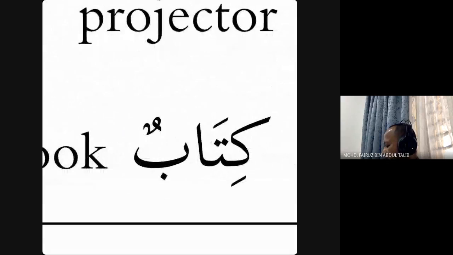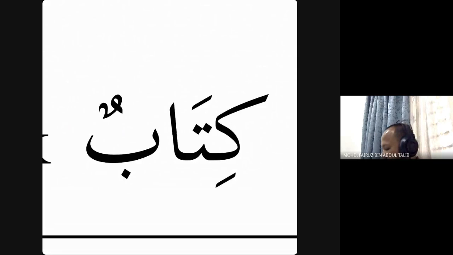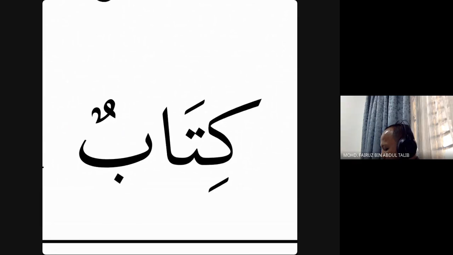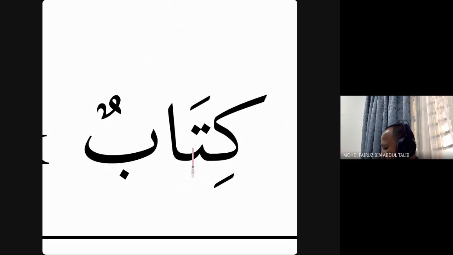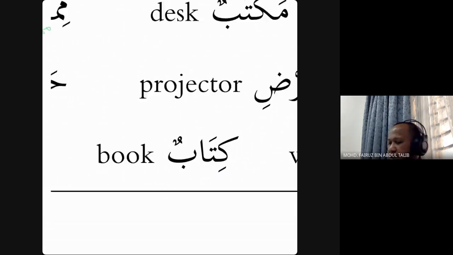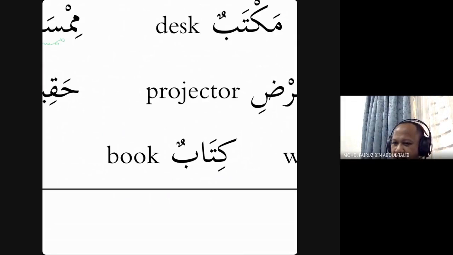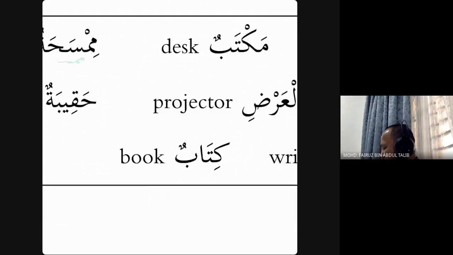This is the word to say your book. Okay, the book that you read is called kitabun. Kitab. Alright? So that is to say book. Kitabul ustaz. Kitabu at-talib. So that is how you combine the words.